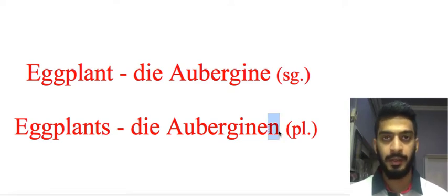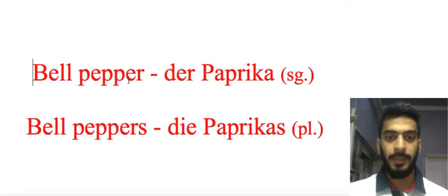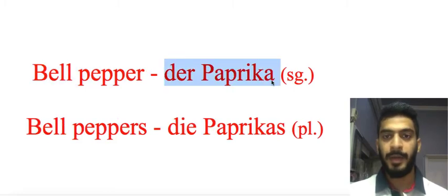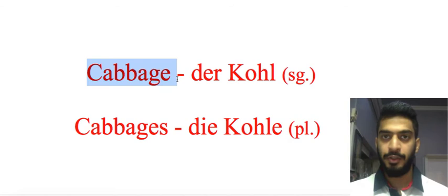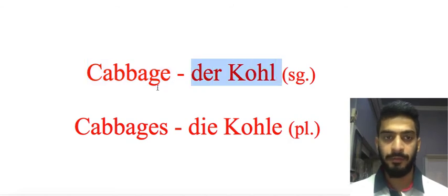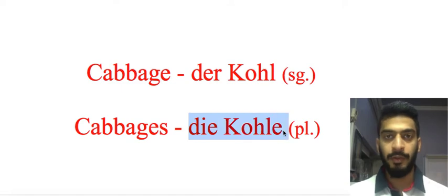The Auberginen, plural form. Bell pepper, der Paprika, singular form. Bell peppers, die Paprikas, plural form. We have extra S at the end. The Paprikas, bell peppers. Cabbage, der Kohl, singular form. Cabbages, die Kohle, plural form. We have extra E at the last.